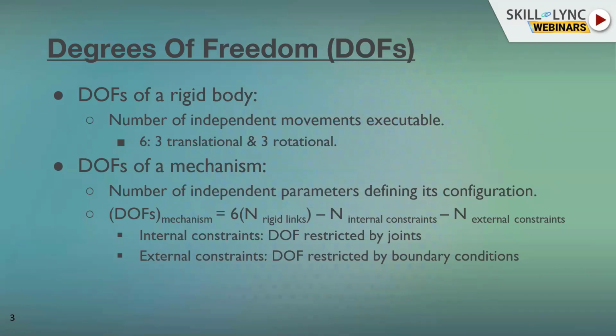Mathematically, how do you define your degree of freedom? It is six times the number of rigid links comprising the mechanism, minus the number of degrees of freedom restricted by your joints, and the degrees of freedom restricted by your boundary conditions. That will give you the total degree of freedom of a particular mechanism.